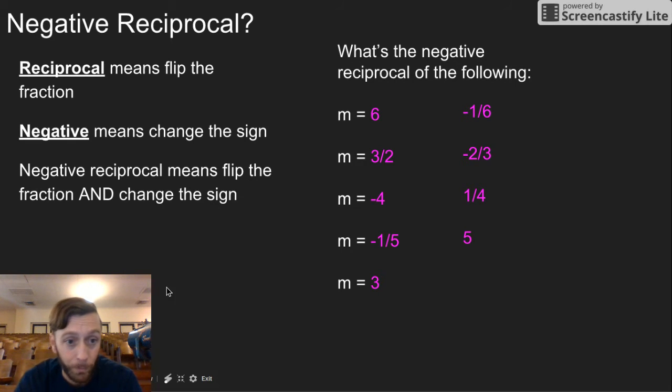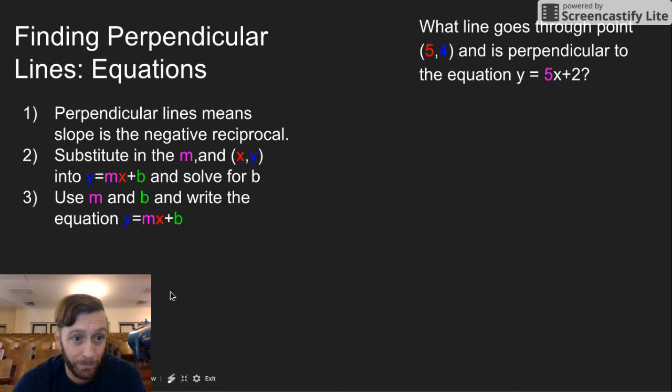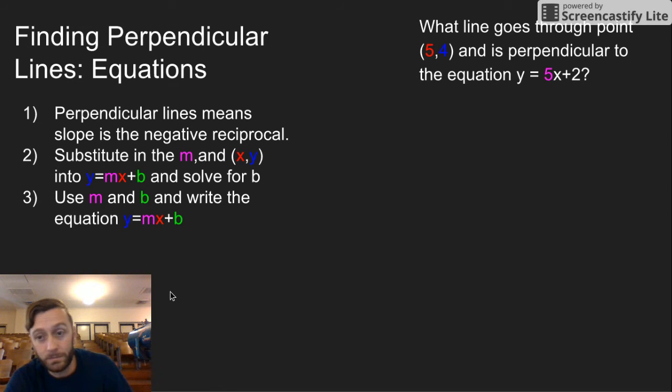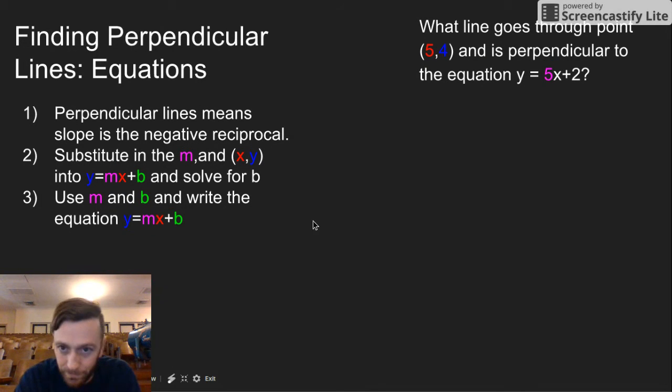So the reciprocal will be 1/3. We change the sign, it becomes -1/3. Okay, so now, finding the perpendicular line to an equation. It's the same steps 2 and 3 that we've been doing, substituting things in to find b. The only thing different is step 1, finding the negative reciprocal.